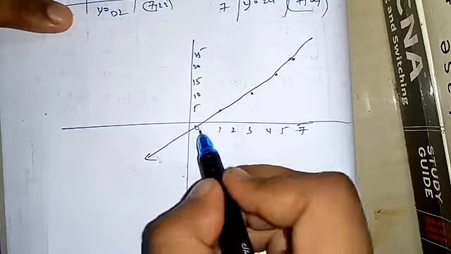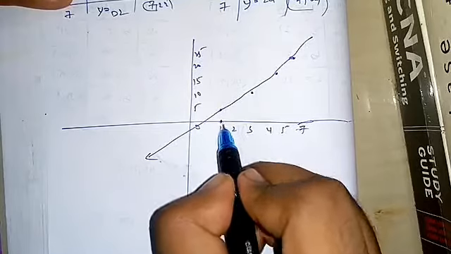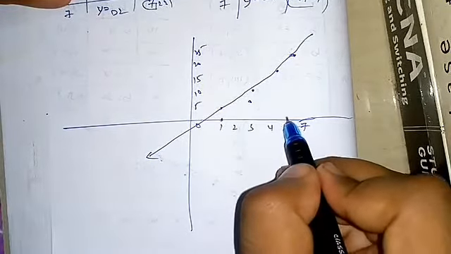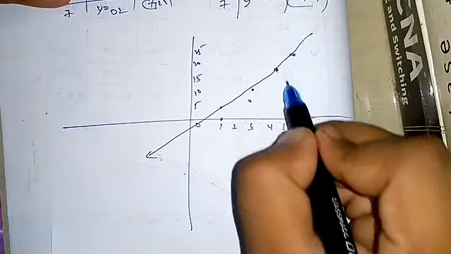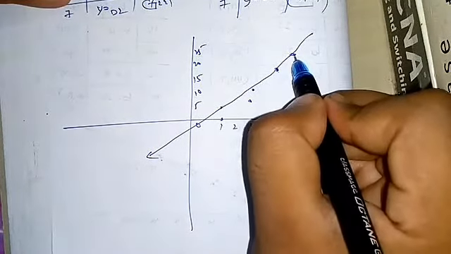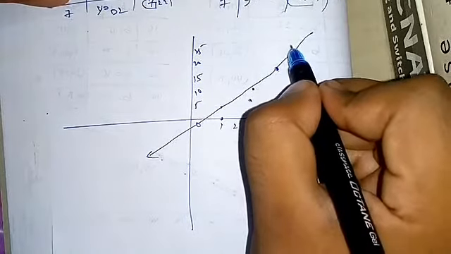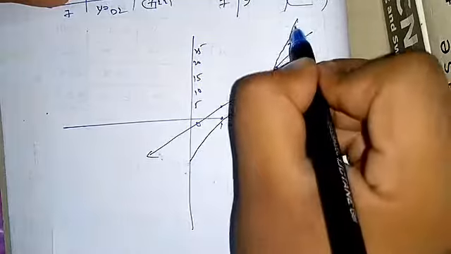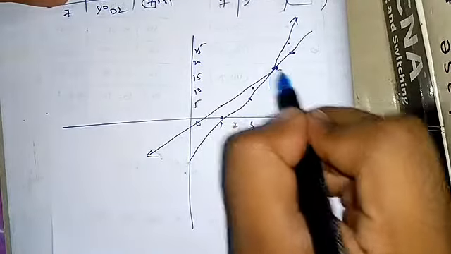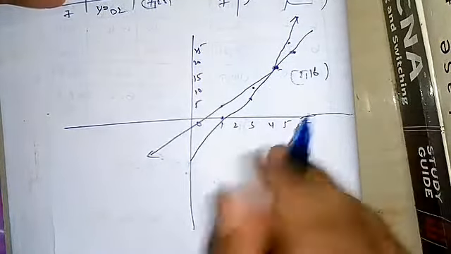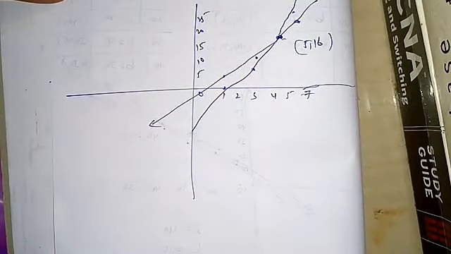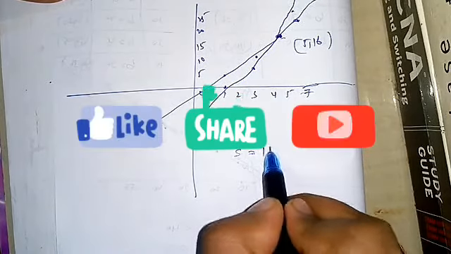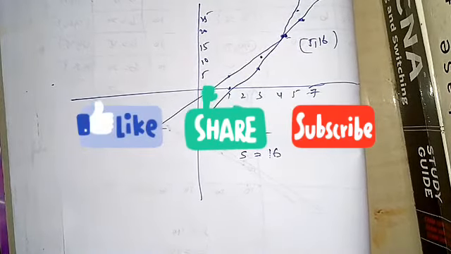Next is 1 comma 0. 3 comma 8. 5 comma 16 here. 7 comma 24. If you join these points, you get a straight line like this. So the intersecting point is 5 comma 16. Therefore, the number of benches is equal to 5 and the number of students is equal to 16. That's it. We are done with exercise 1.